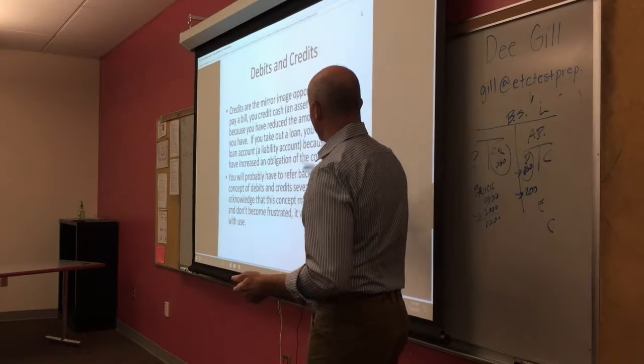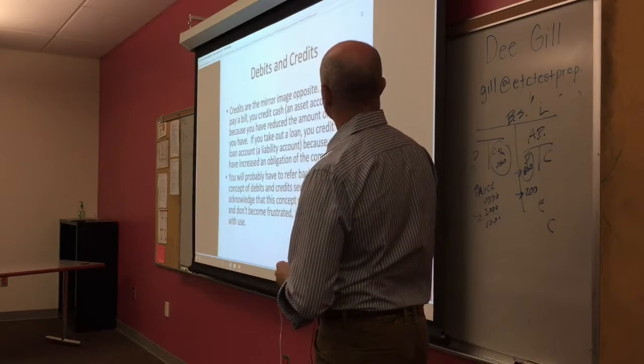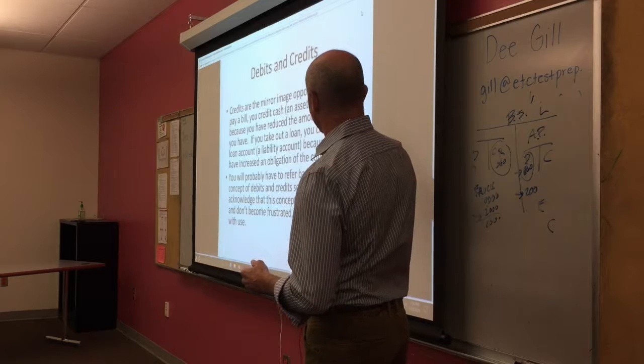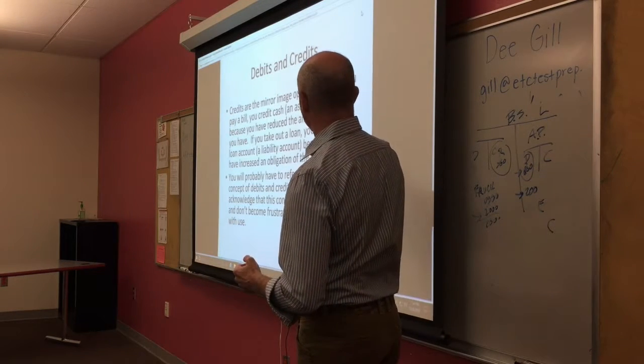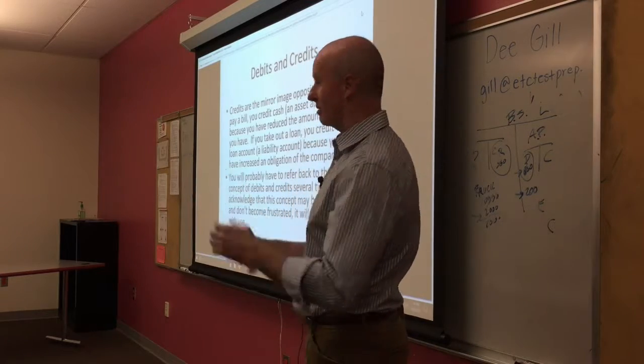So these are just different examples, right? You pay a bill, you credit cash, right? It's an asset account, you're reducing the amount of cash. Take out a loan, credit the loan account, and you debit cash because it's coming in as cash, right?